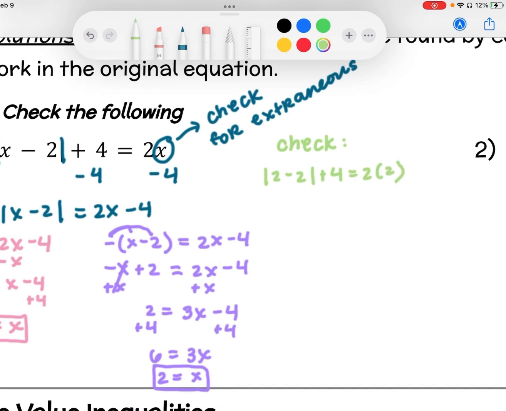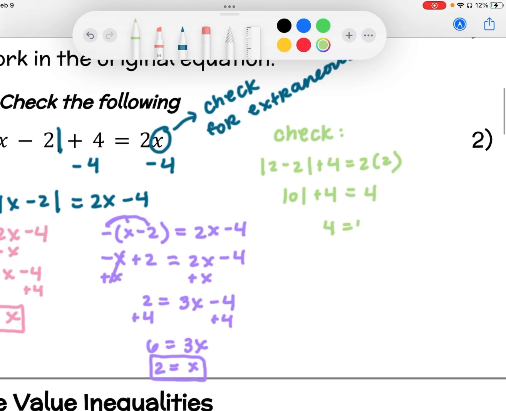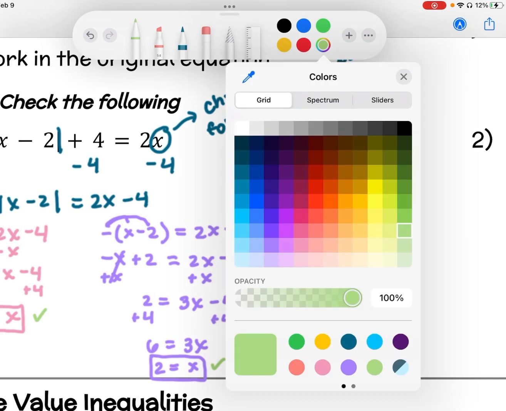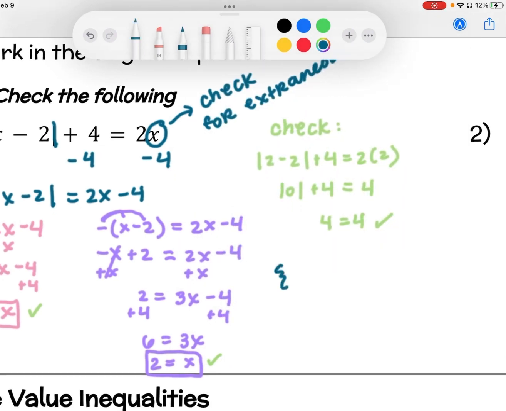And this is something that you don't have to do by hand. If you just typed it directly into Desmos, type the left side in and then the right side and make sure they both equal the same thing. I'm going to go ahead and simplify. So 2 minus 2 is 0 plus 4 equals, and 2 times 2 is 4. Absolute value of 0 is just 0. 0 plus 4 is 4. So we're left with 4 equals 4. Make sure that's a true statement. We know that 4 does equal 4, so that means that our solutions are good. So we're going to go ahead and say that our answer for this one is 2.